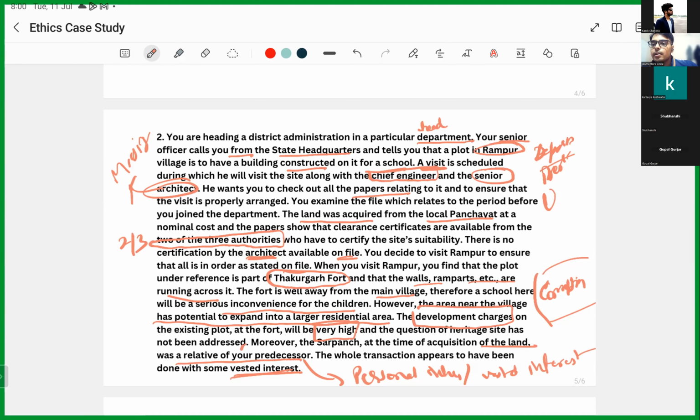Second, utilizing official authority to benefit known people. Bias, one of you has mentioned. Okay. Third, the senior architect. What was the vested interest? Why was the certificate not missing? Ensuring heritage question. The heritage question was unaddressed. Remember one line.